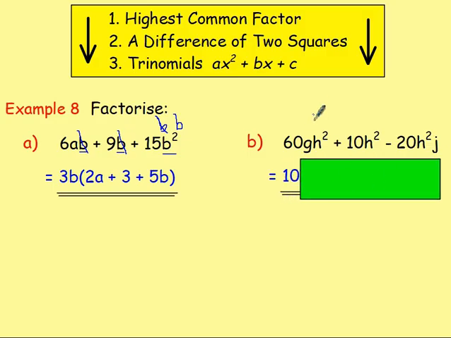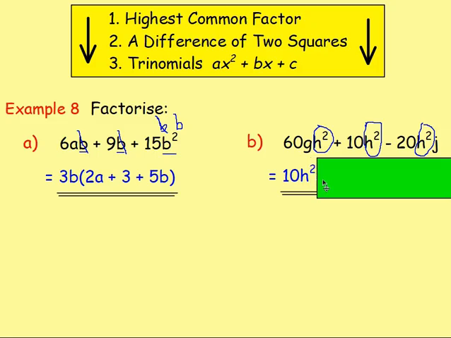Letter-wise, is there anything that is here, and here, and here you could take out? Yeah, brilliant. You've got an h squared. You can see you've got an h squared there, an h squared there, and an h squared there. So you can take out h squared. Make sure it's not just h you're taking out. It is h squared. You need the highest common factor. You need to take out the most that you can.